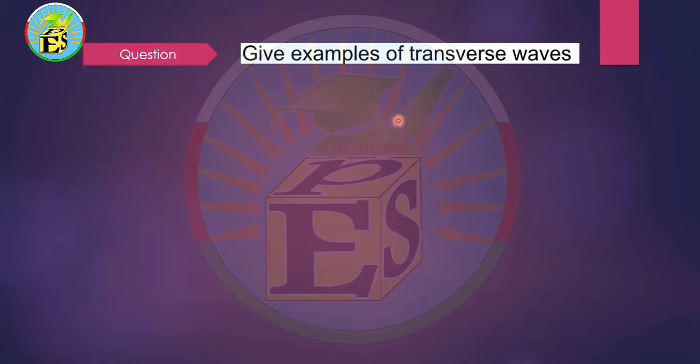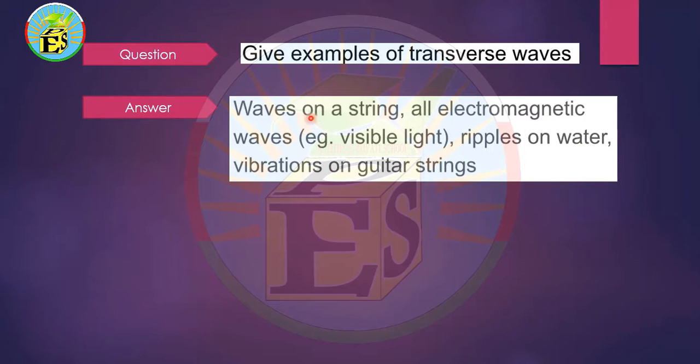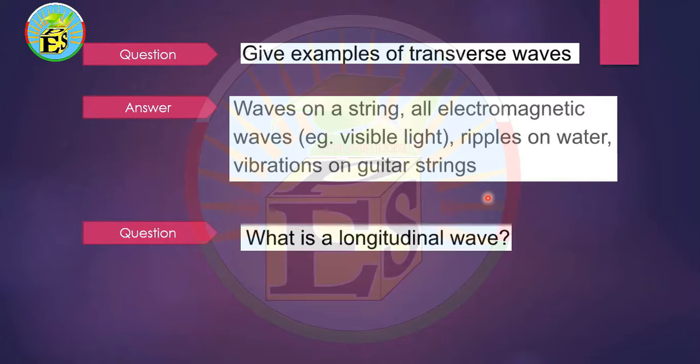Give examples of transverse waves: waves on a string, all electromagnetic waves like visible light, ripples in water, vibrations on guitar strings. All of these are examples of transverse waves.